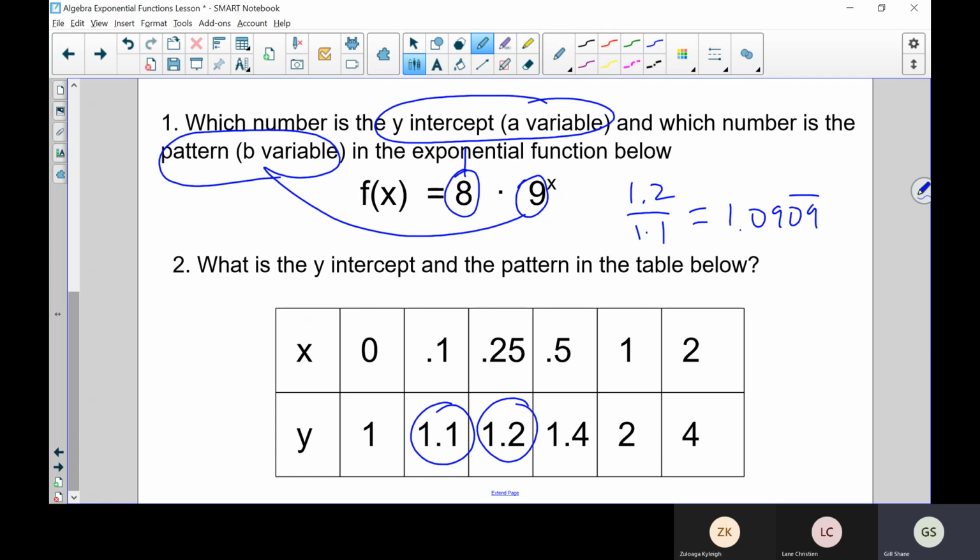So neither of them work. It's linear. Here's the thing. Here's what you need to remember.